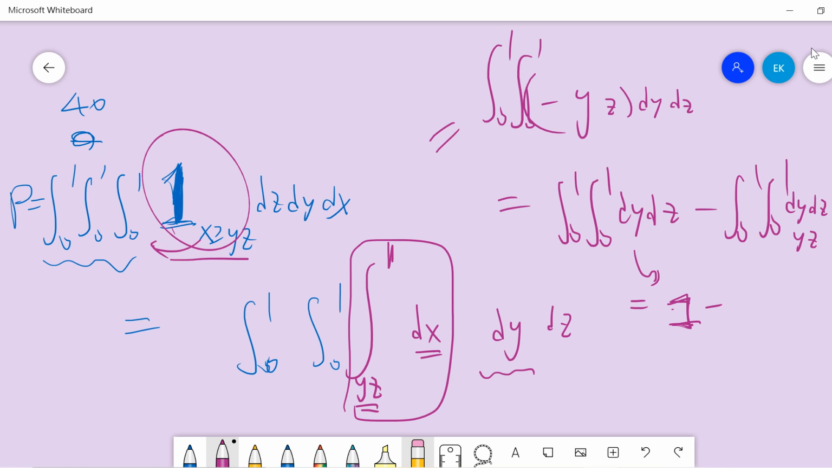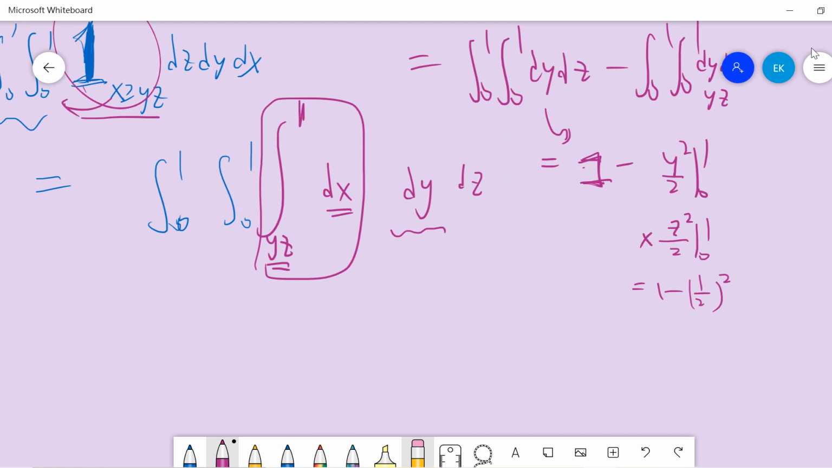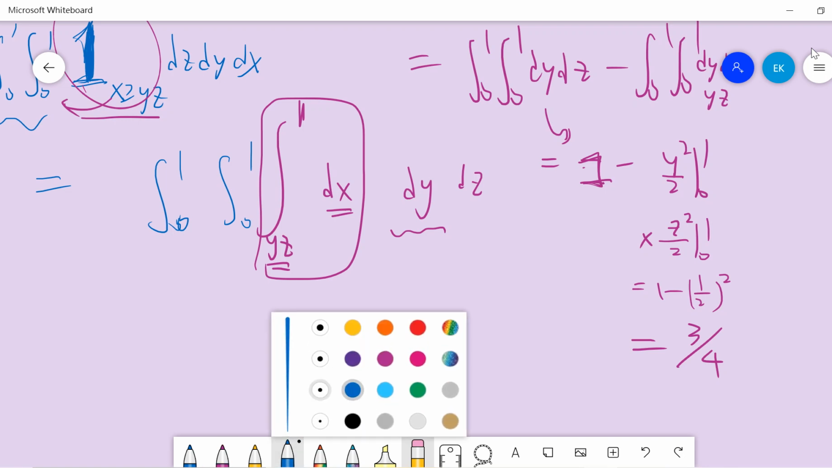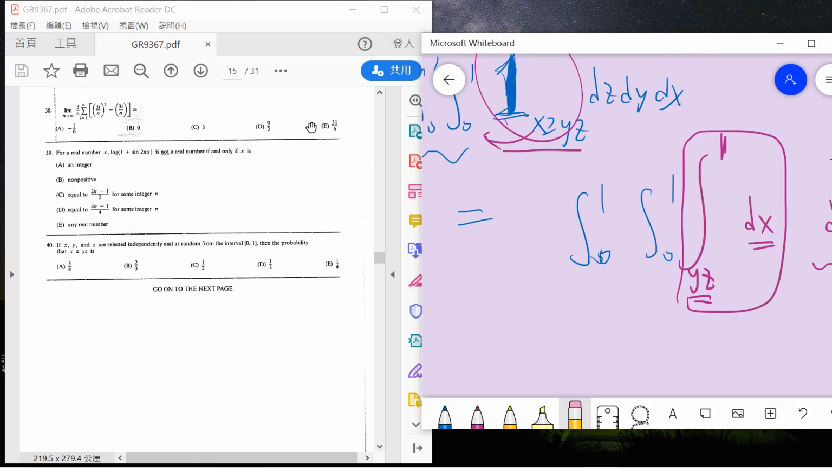This term is y squared divided by 2 from 0 to 1, times z squared divided by 2 from 0 to 1, so it's 1 minus 0.5 squared, so it's 3 over 4. This is the computational process. So the answer is A. Basically, each time the GRE will have one question related to this kind of integration about probability theory, so you need to remember it carefully.